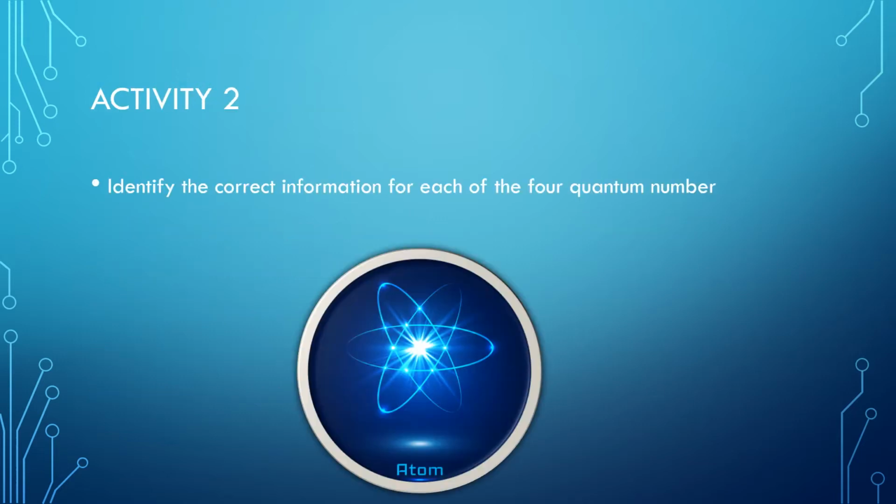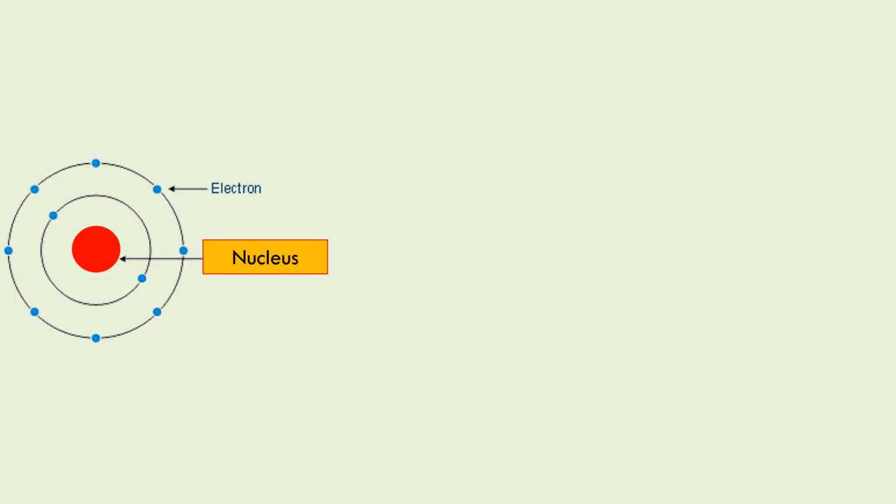Activity 2. Identify the correct information for each of the four quantum numbers. Objective: understand the values of the four quantum numbers. This is the model of the atom. At the center of the atom is the nucleus. The nucleus consists of protons and neutrons. Outside the nucleus are electrons. Electrons are subatomic particles that move around the nucleus of the atom.